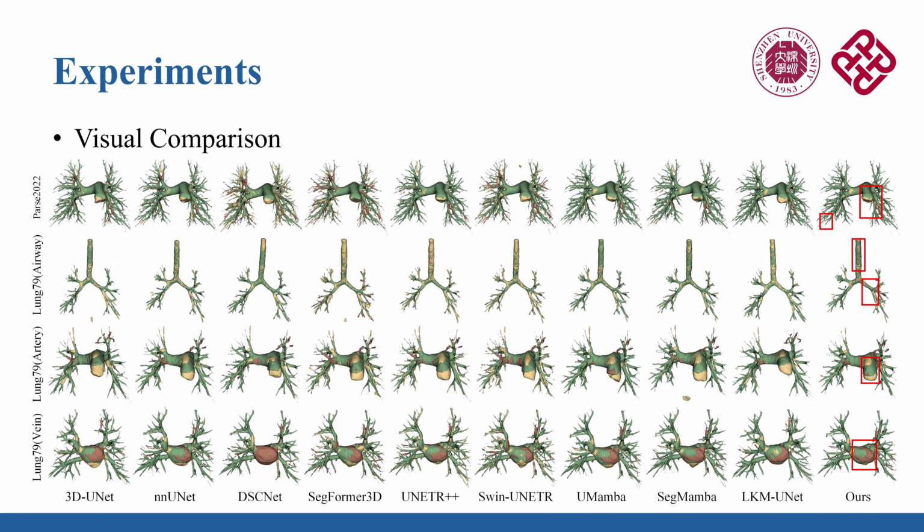In the figure, green indicates correctly segmented regions, yellow indicates false positive regions, and red indicates false negative regions. We can observe that, compared with other methods, our method significantly reduces both false positive and false negative regions on PARS-22 and Lung-79, especially in small branches and complex crossing regions.